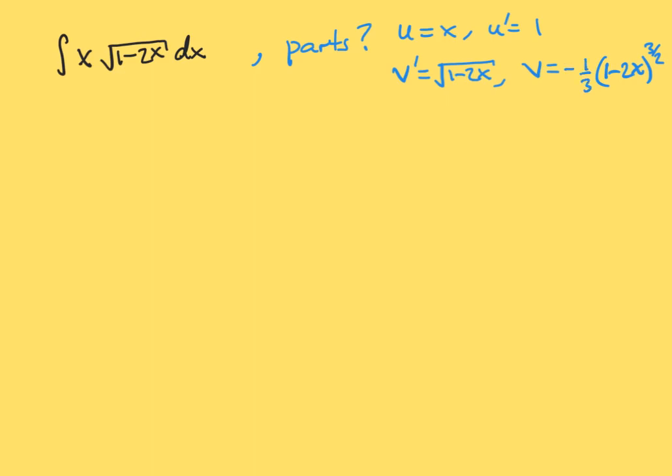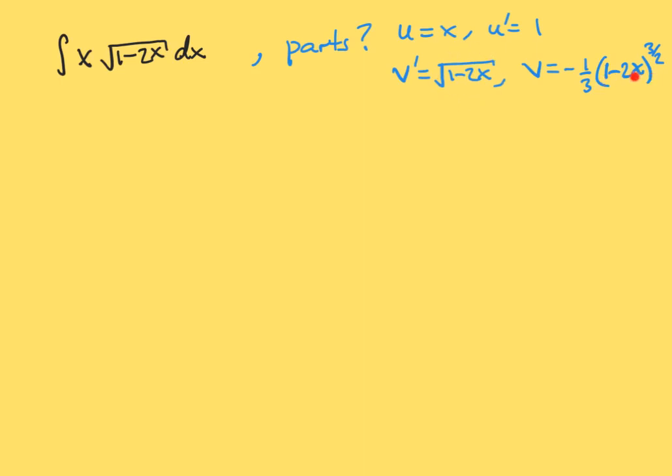1/3. And if we're not completely confident, think about what happens if you differentiate this result here. If you differentiate it, you bring the 3/2 in front. The 3/2 and the third partly cancel, leaving you with minus a half. Reduce the power by 1, giving you 1 minus 2x to the half.